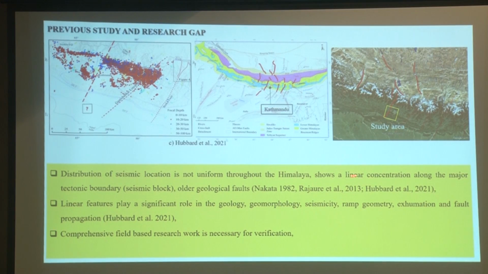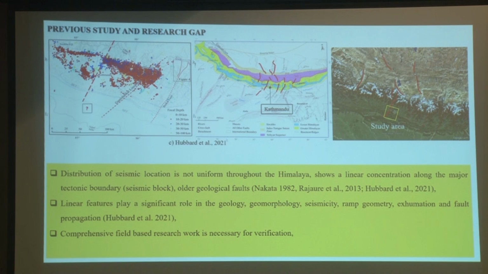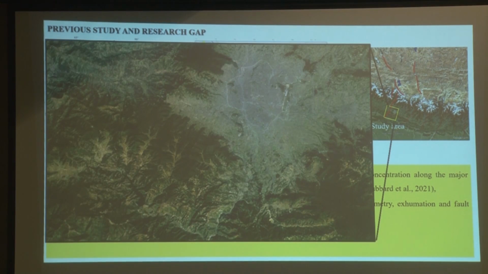This was previously studied by Rajul 2013 and Harvard 2021, and there is not a comprehensive field-based research work in central Nepal here in Kathmandu Valley. My work is focused on the southern part of the Kathmandu Valley in the Kulekhani watershed area. This is the aerial Google image of the southern section of the Kathmandu Valley. Here is the Kulekhani Dam, and we can clearly see some linear structures here. My aim in this research is to verify these linear features in the field. And here are the linear structures that we focused on during the fieldwork.